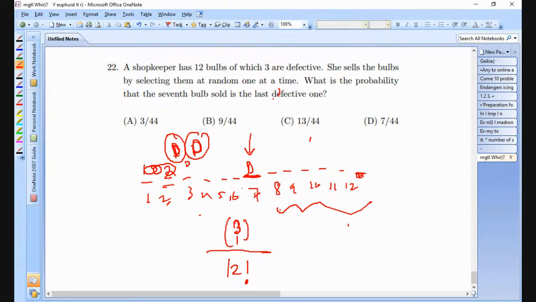Or maybe you can do it in a different way. How can you do it? You first select the positions. One of the positions is here, and the other positions must be in the first 6 places. So 6 choose 2 for the positions, and the 7th place is fixed. Into 3 factorial, the corresponding arrangement among them.